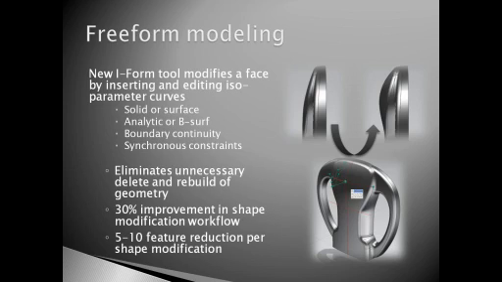And we're going to dive in here a little bit and take a look at some of these tools. You get a 30% improvement in shape modification workflow, and there's 5 to 10 feature reductions per shape modification using these tools. And this is the iForm tool.